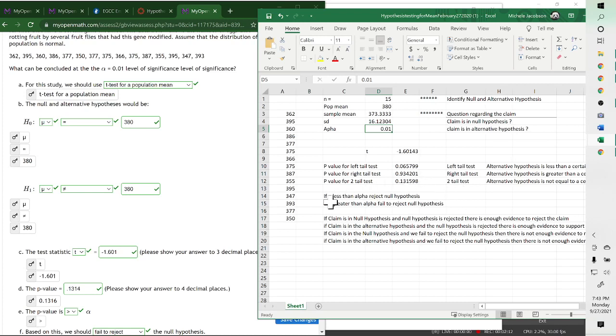And then if your p-value is less than alpha, you reject, which means there's significant change. And if it's greater than, then there's not enough change, and so you don't reject.